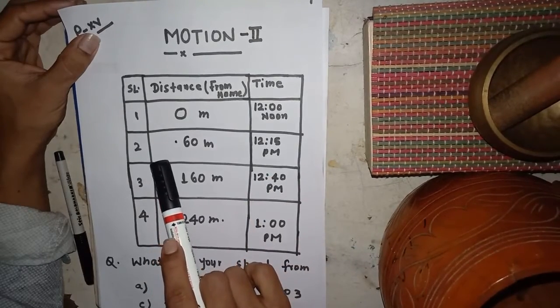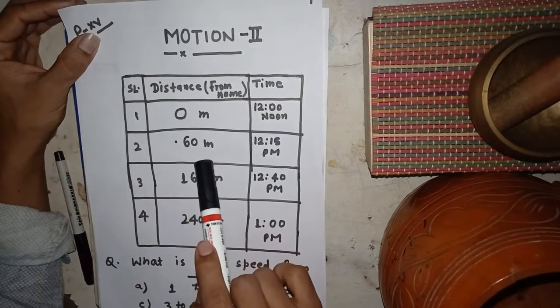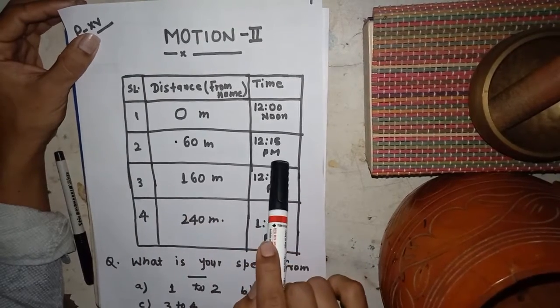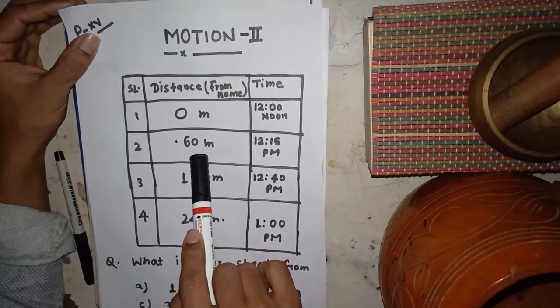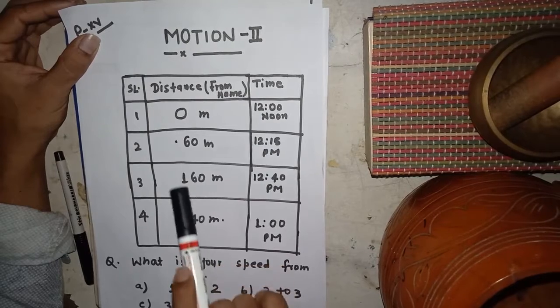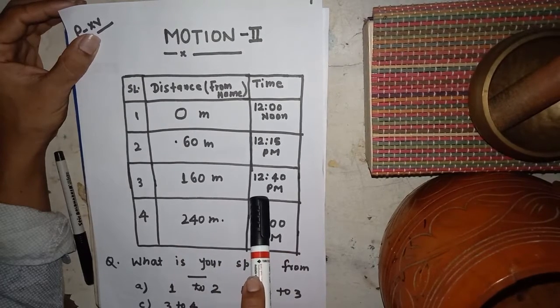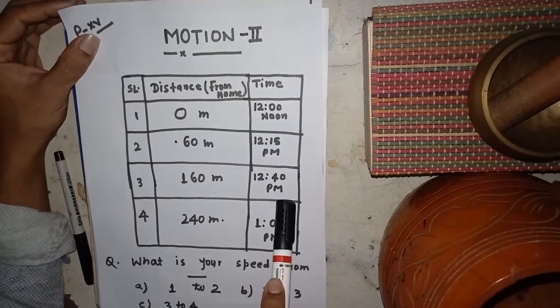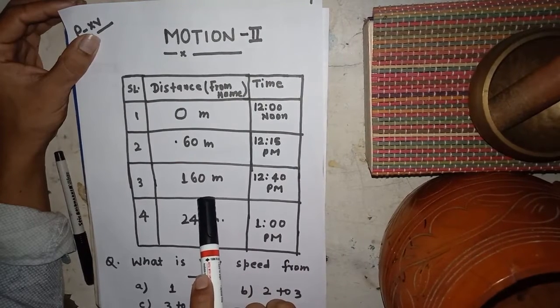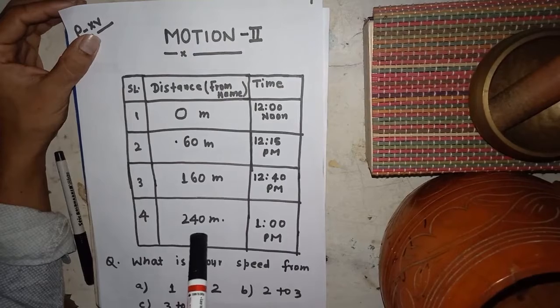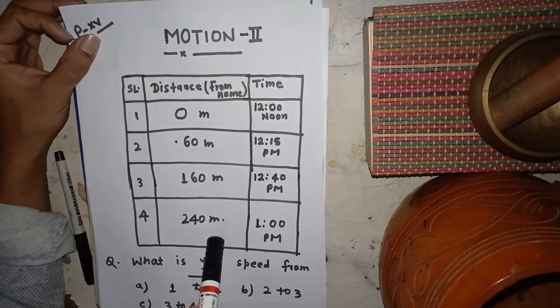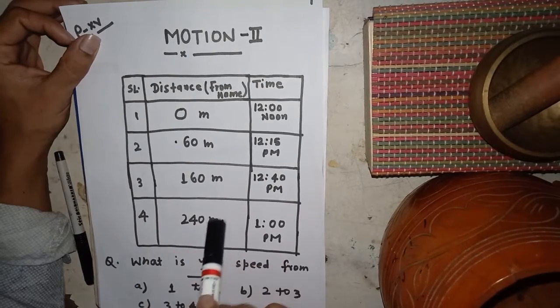And now, with a constant speed, in 15 minutes, he covers 60 meters along the straight road. And next, at the time 12:40 p.m., he covers 160 meters from home, and at 1 p.m. he covers 240 meters from home. These are the 4 observations which are tabulated here.